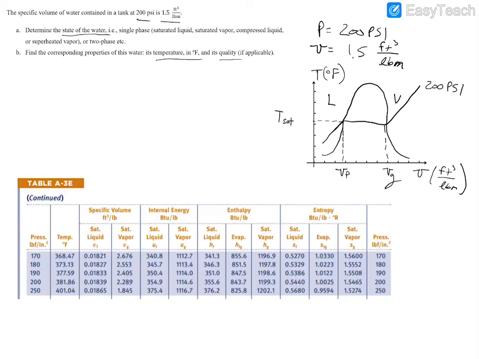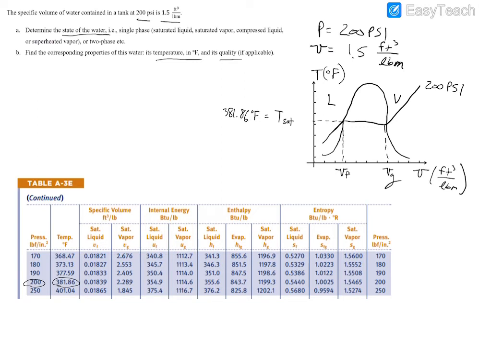So now we can just simply use our properties table. We're going to use table A3E because it has the saturation temperature for 200 psi. So at 200 psi, we have the saturation temperature of 381.86. So that's going to be equal to 381.86, and that's going to be in degrees Fahrenheit.